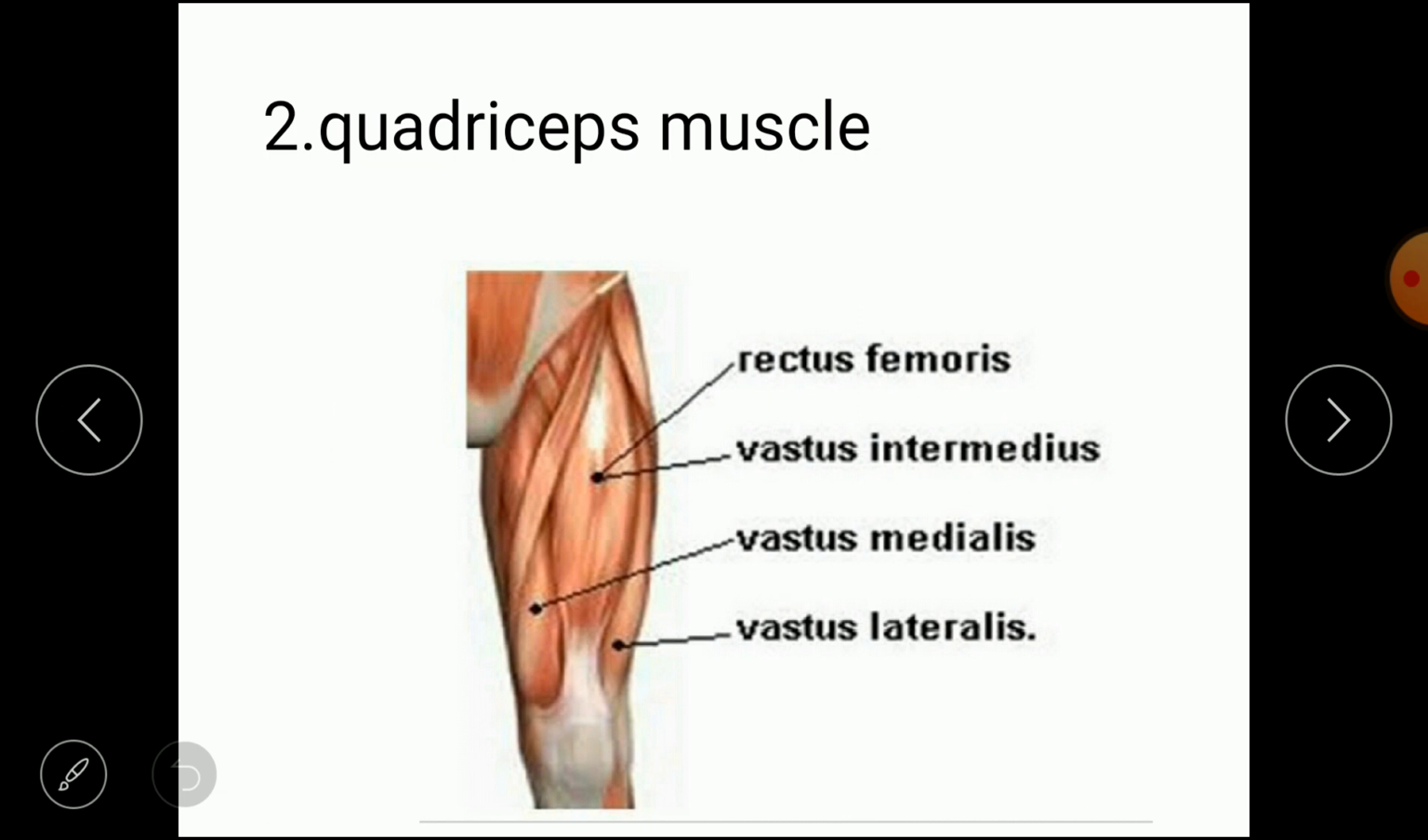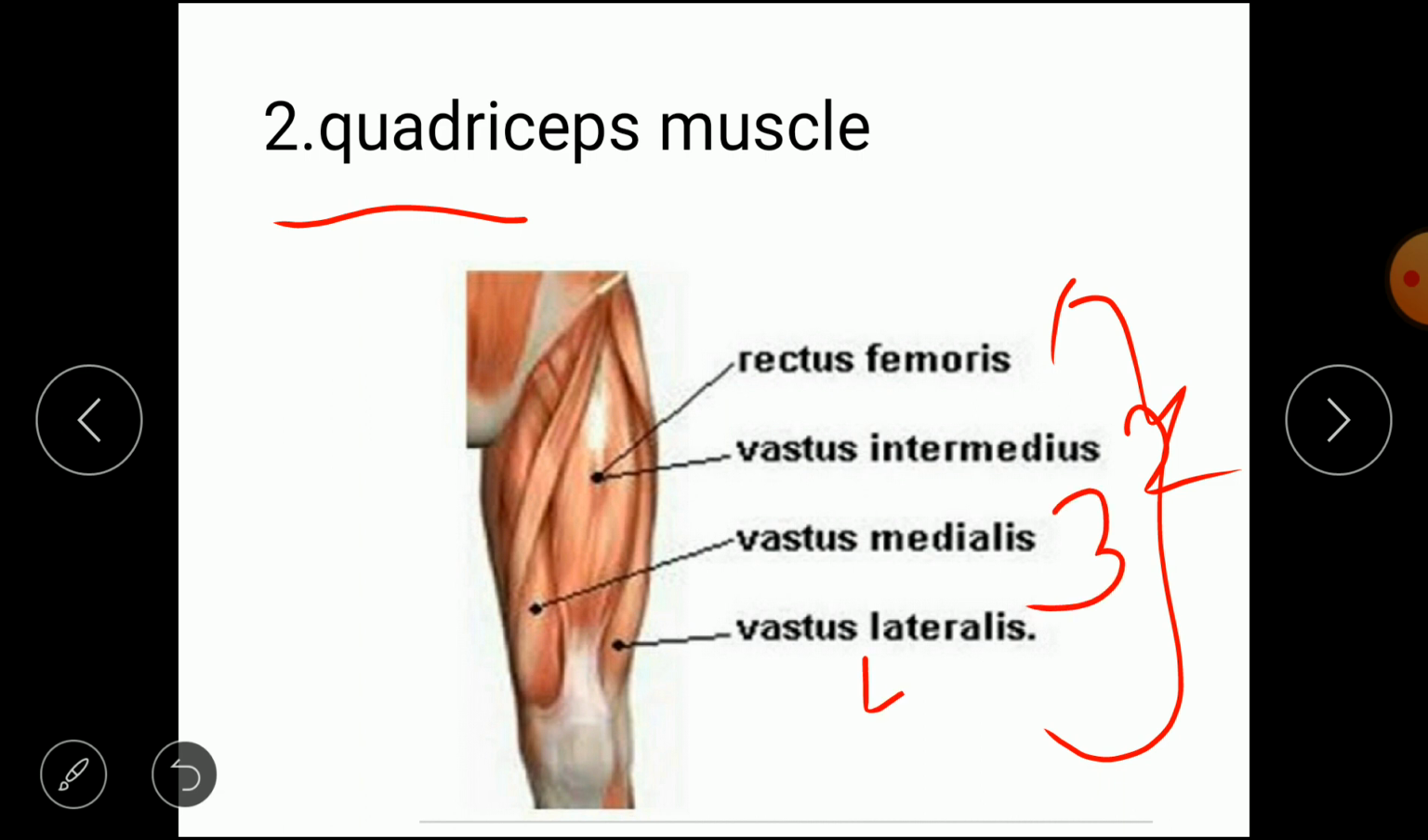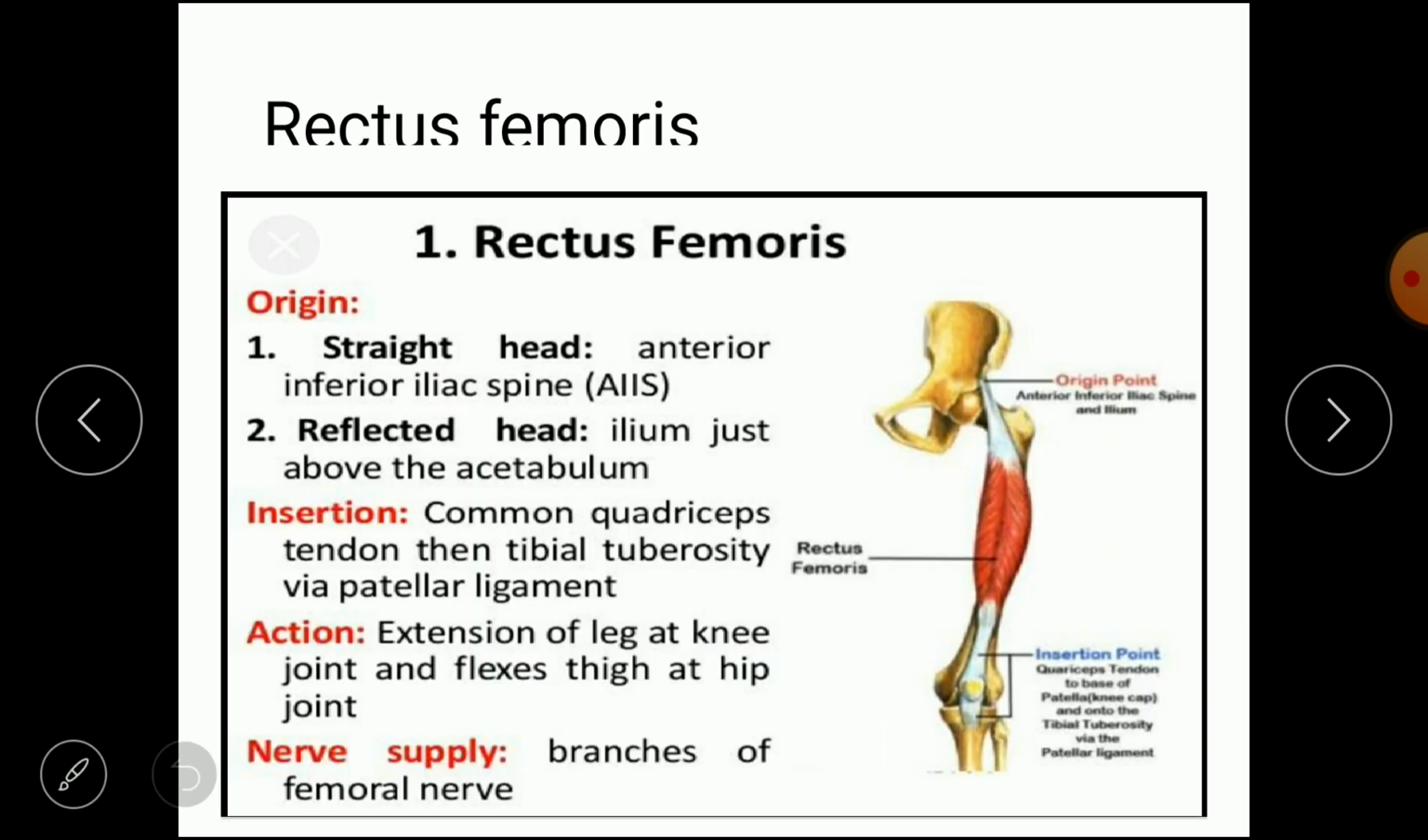The second muscle is the group of muscles, the quadriceps muscle. Quadri means 4, it has 4 muscles: rectus femoris is 1, second vastus intermedius, third vastus medialis, and fourth vastus lateralis. As the name suggests, medialis means the medial side of the thigh, the inner side, and lateralis means this side. So this is vastus lateralis, this is medialis, between them is vastus intermedius, and here it is rectus femoris. Let's discuss one by one.